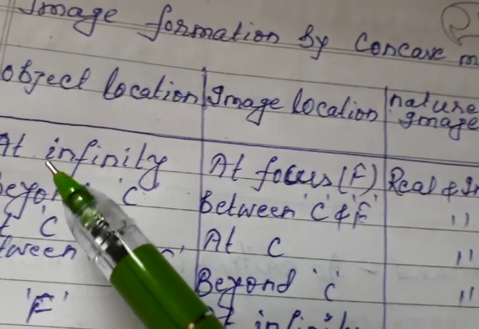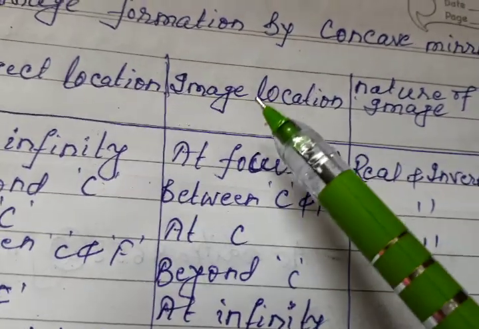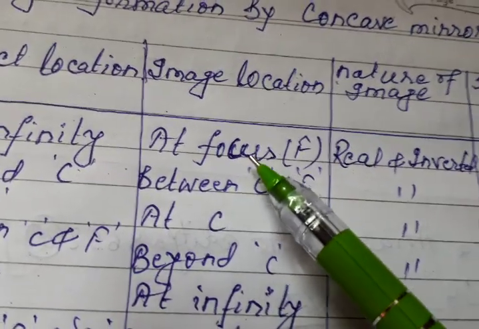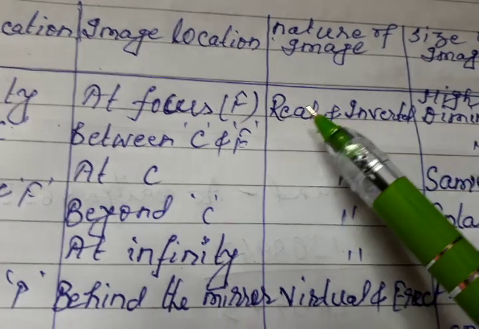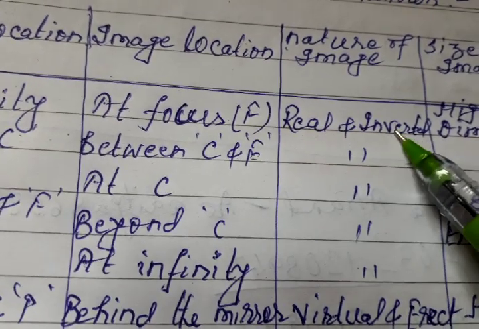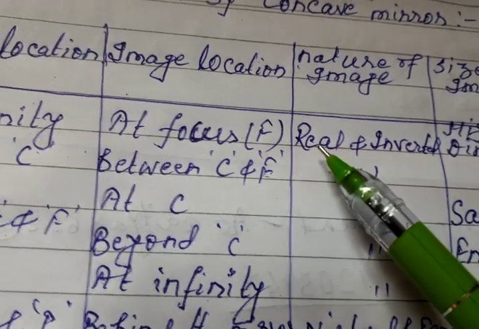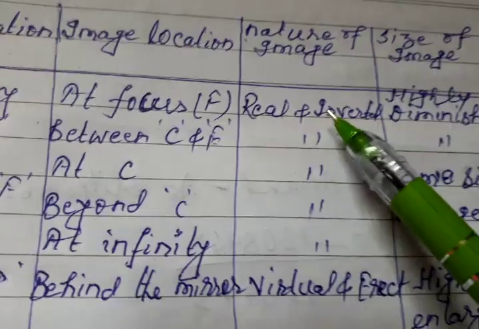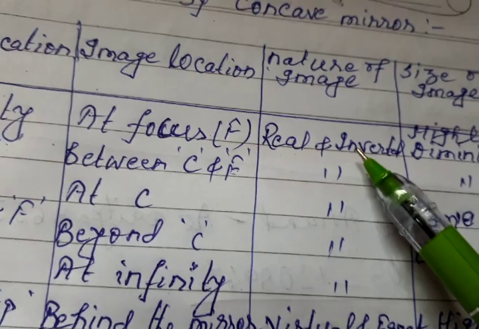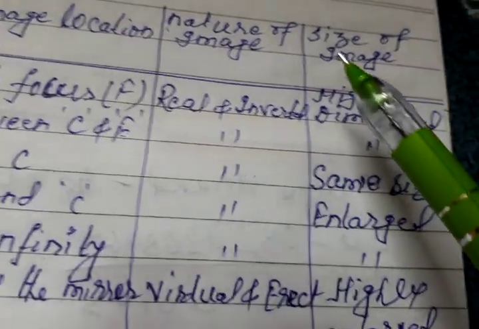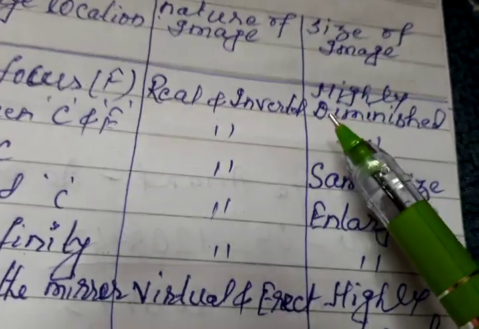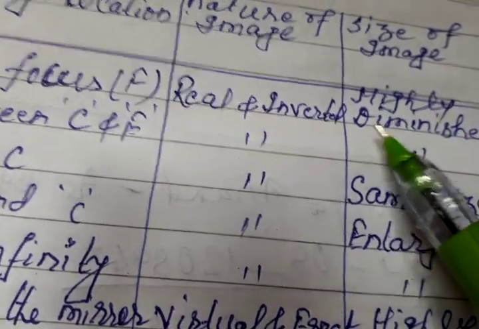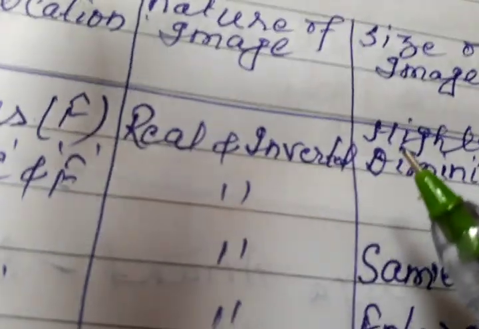So when the object is at infinity, the image is formed at the focus, and the nature of the image will be real and inverted. Remember it, whenever the nature of the image is real, it will always be inverted. This is ulta, I have already said. And what is the size of the image? That is highly diminished.